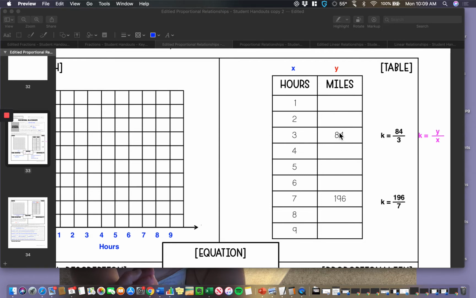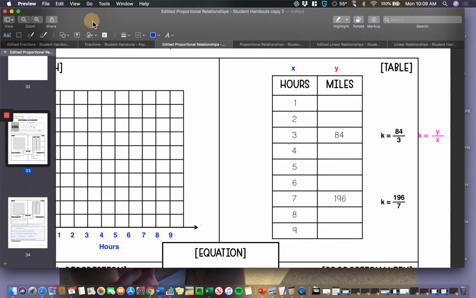I know he went 84 miles in 3 hours, so I can take my y value. Remember, my constant formula is y divided by x, so I can take y, 84, and divide it by x, which is 3. 84 divided by 3. When I do that, I'm going to get a constant rate of 28.